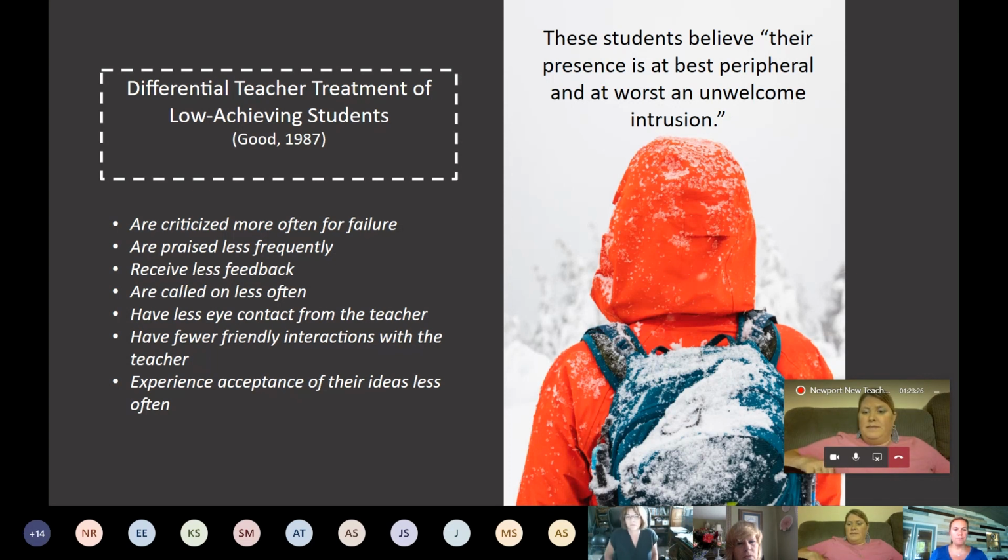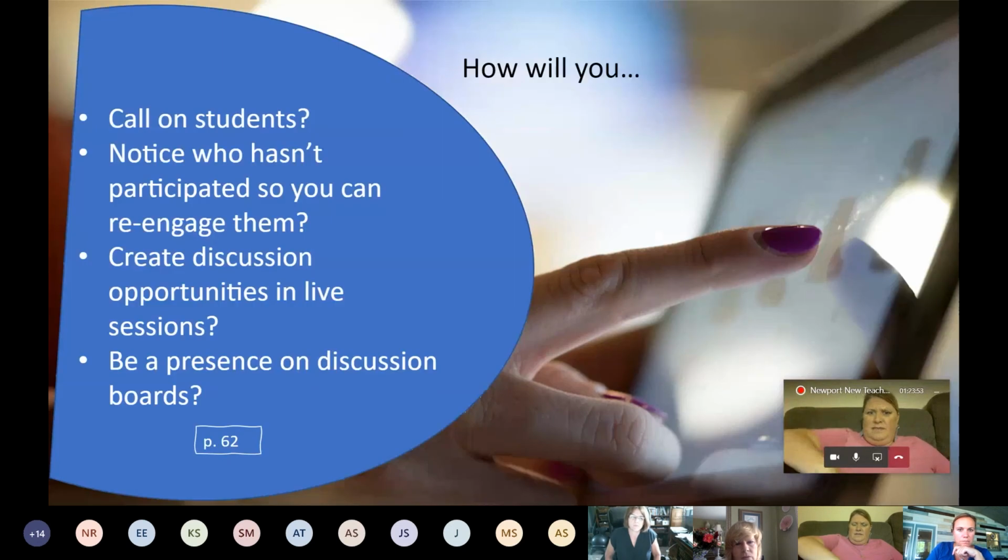So, kids that we don't have that positive relationship with, or that we do see a little bit differently, they get praised less. We don't give them as much feedback. They're not called on as often. And we have fewer friendly interactions with them. So there is a tool, and I'm trying to remember where it's at in the slide deck, that's actually going to help us monitor some of that. And I'll share that with you in just a minute, okay?